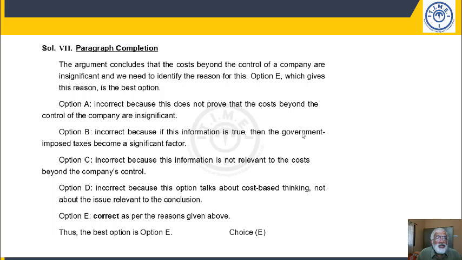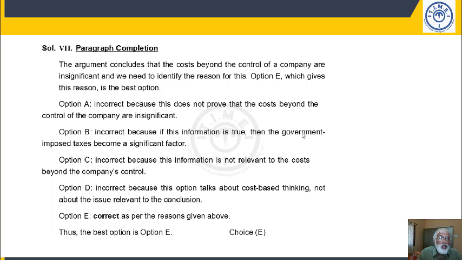The argument concludes that the costs beyond the control of a company are insignificant. We need to identify a reason because it continues the sentence with the because. Option E gives us this reason. Option A is incorrect as it does not provide that those costs are beyond the control of the company. B is incorrect because then government imposed taxes actually become significant. C is incorrect because it's not relevant to costs that are beyond the company's control. And D is incorrect because it talks about cost-based thinking and is not relevant to the discussion that we are having. So E is the answer to this paragraph completion question.